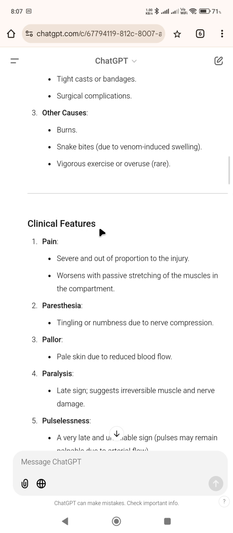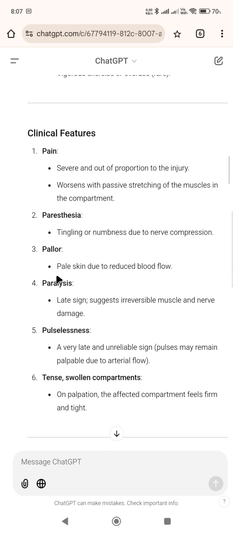Clinical features. 1. Pain, severe and out of proportion to the injury, worsens with passive stretching of the muscles in the compartment. 2. Paresthesia, tingling or numbness due to nerve compression. 3. Pallor, pale skin due to reduced blood flow. 4. Paralysis, late sign, suggests irreversible muscle and nerve damage.